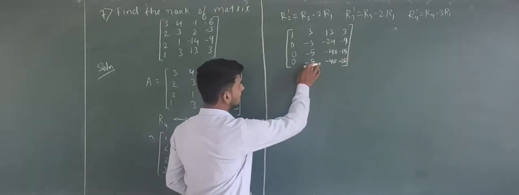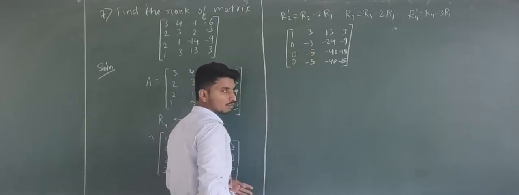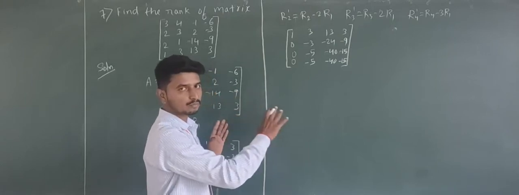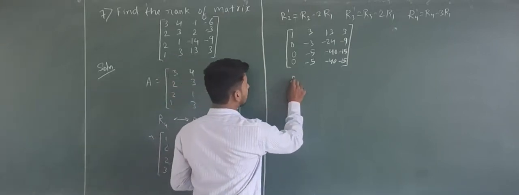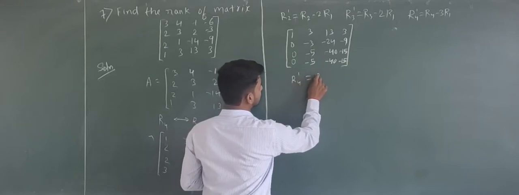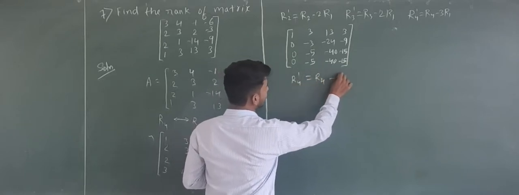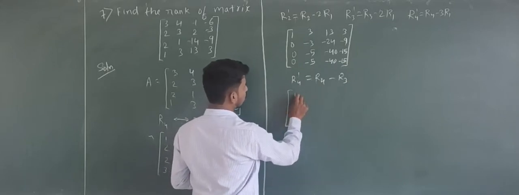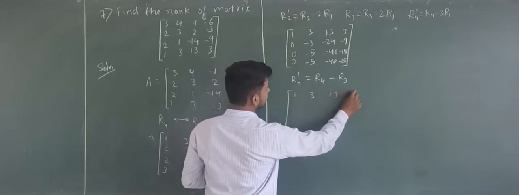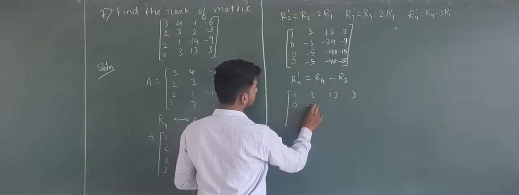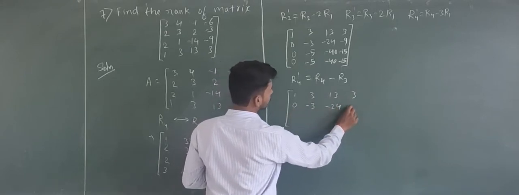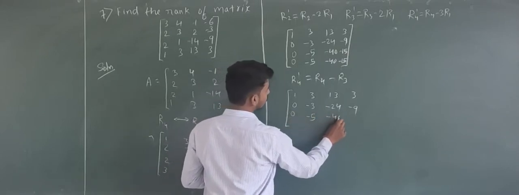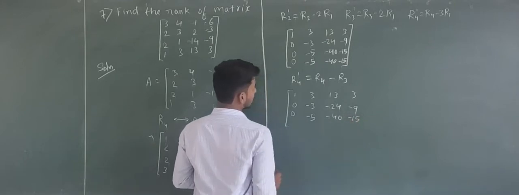Now the third row and the fourth row are equal. So with the help of row 3 we can reduce row 4 to 0. So R4' equals R4 minus R3. The rows are: 1, 3, 13, 3; 0, -3, -24, -9; 0, -5, -40, -15.